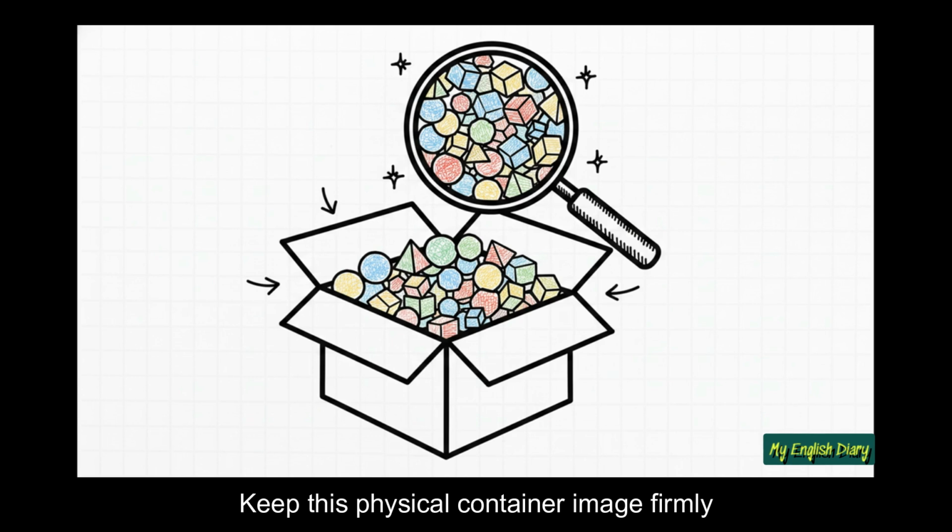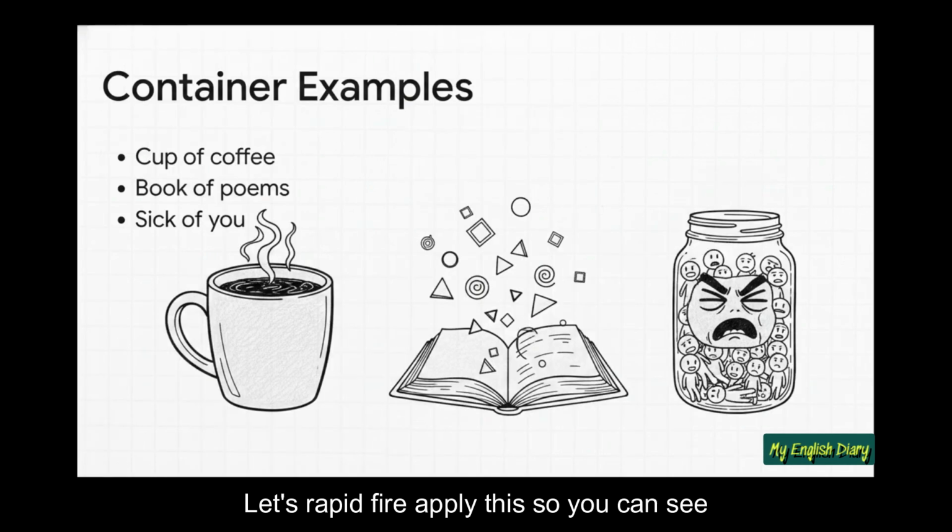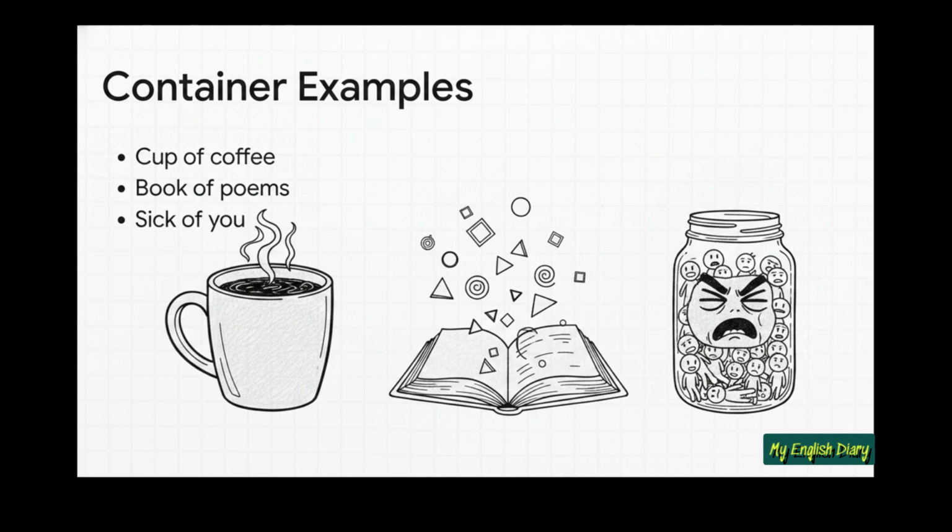Keep this physical container image firmly in your head. A is the box, and B is what's inside it. Let's rapid fire apply this so you can see what I mean. A cup of coffee, the cup is the container filled with coffee. A book of poems, the book is a container filled with poems.